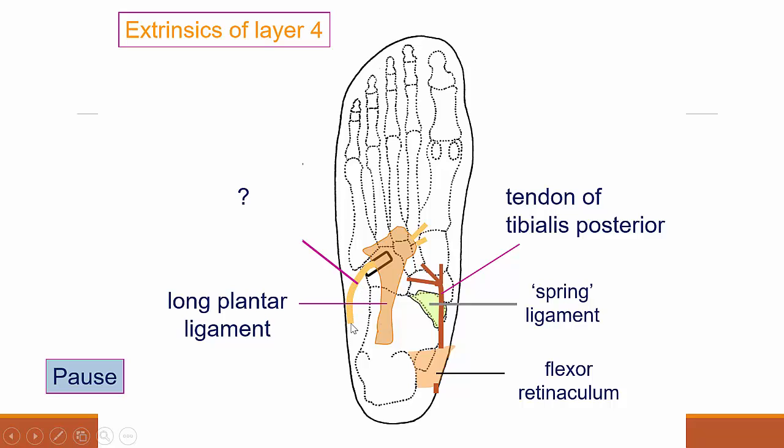So this muscle is running laterally, running through the groove of our cuboid, underneath the long plantar ligament and inserting the medial aspect of that plantar surface. And here we have the tendon of the peroneus longus. So these are the 2 extrinsic muscles found in layer 4.